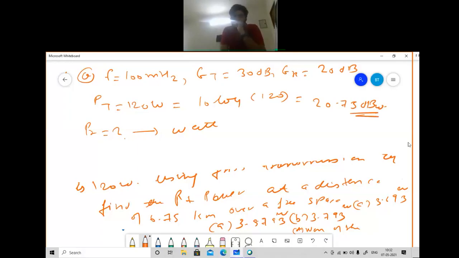When you substitute this value in the calculator, you will get 20.75. So am I getting some answer? Please tell me which option you are getting.